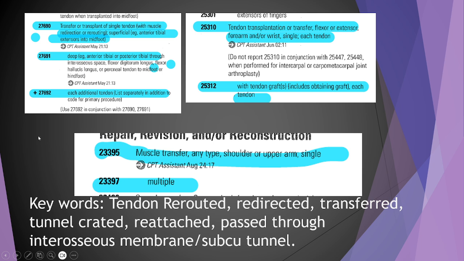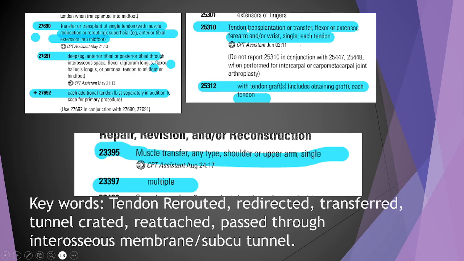Okay, so here is the tendon transfer CPT code, that is 27690, 27691, deep. Here one is superficial, so skin level, and the other is deep level. Okay, tendon transfer, and each additional tendon has its own CPT code.